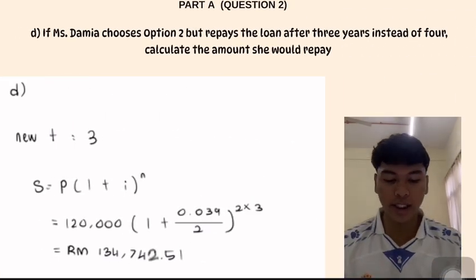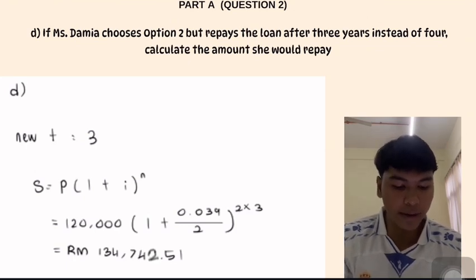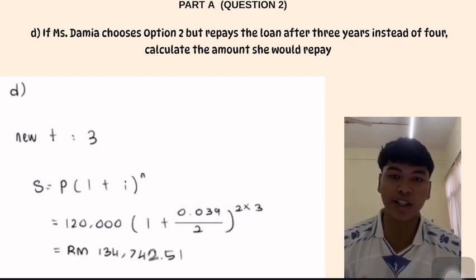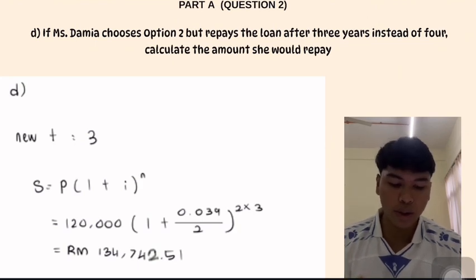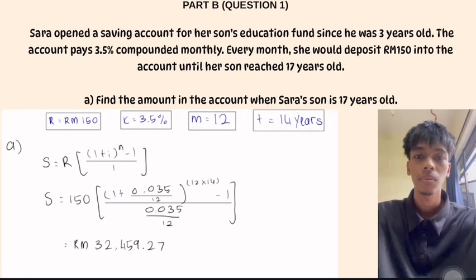Last question D. If Miss Damia chooses option 2 but repays the loan after 3 years instead of 4, calculate the amount she will repay. So 3 is the new T for this question. So we use the formula S equal P, open the bracket, 1 plus K divided by M, close the bracket, to the power of M times T. After we substitute all the numbers into the formula, we got RM134,742.51.